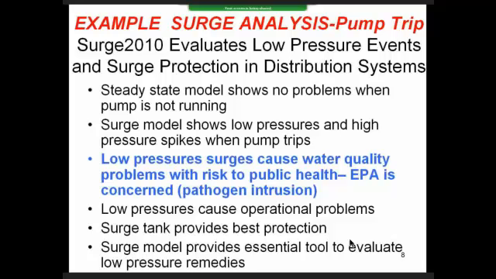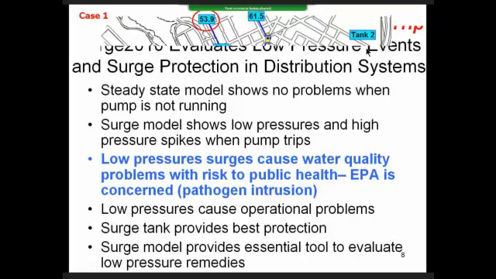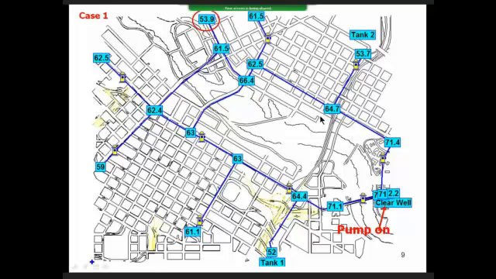Now I'm going to step you through a quick example here where we are going to use the Surge 2010 software to look at what happens when a pump trips in a system, or where the pump is shut down in a controlled manner. In this particular system, we have a couple of elevated tanks and a pump. When the pump turns off, the elevated tanks take over the pressurization of the system, or they provide all the pressurization.